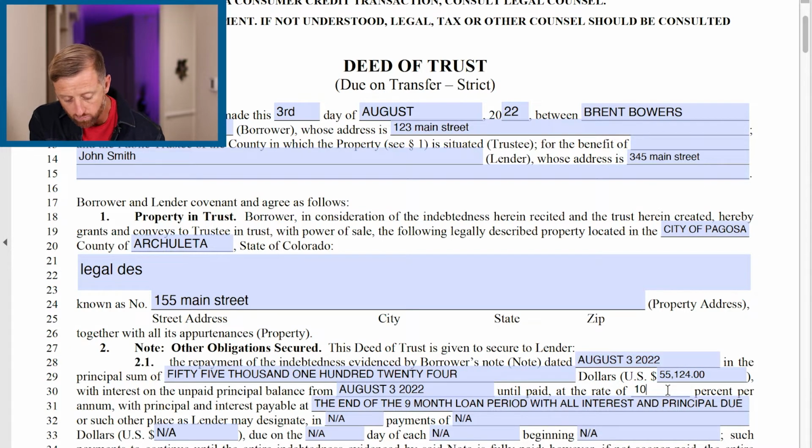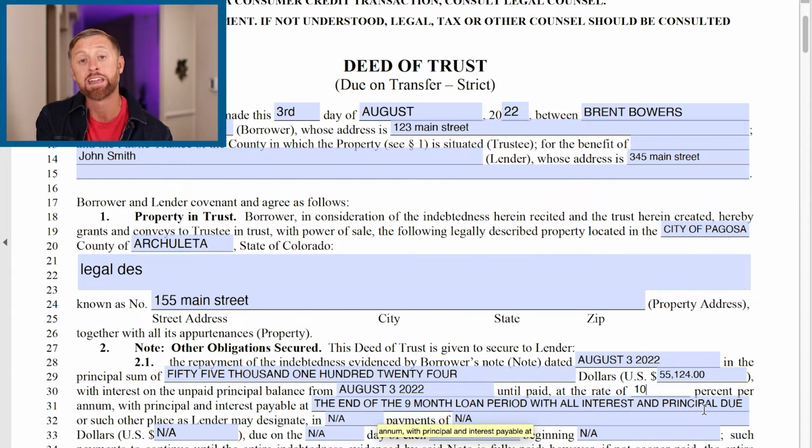Now you can fill this in whatever you want. Maybe you pay 1%, maybe you pay 14%, with the principal and interest payable at the end of the 9-month loan period with all interest and principal due. So what does that mean? I am not paying a single payment until 9 months later. Some people like to do 12 months minimum because that's a really easy number to figure out.